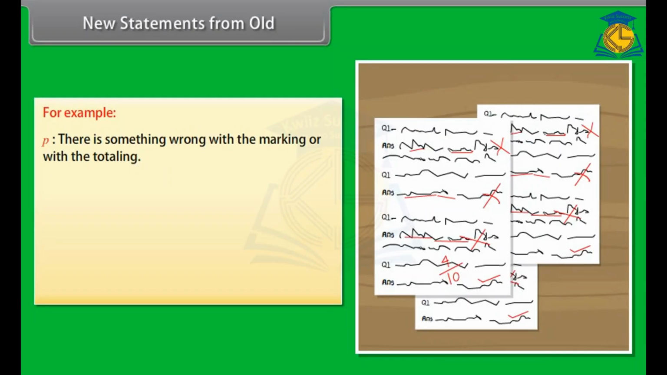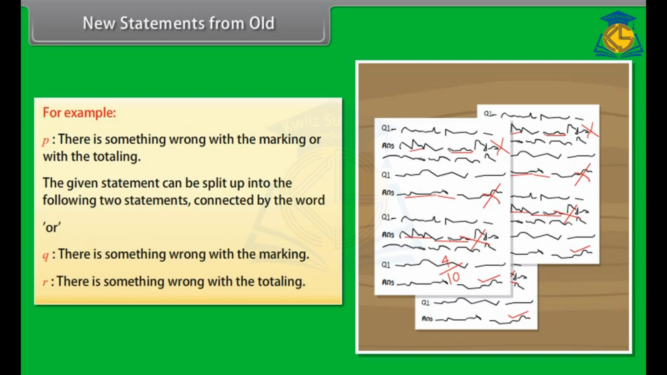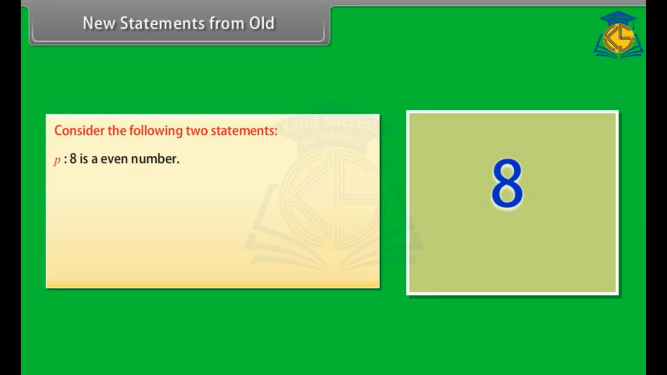The above statement tells us that there is something wrong in the marking by the examiner, or there is something wrong in the totaling. The given statement can be split up into the following two statements, connected by the word or. Q is a statement that there is something wrong with the marking. R is a statement that there is something wrong with the totaling. Consider the following two statements. P is a statement that 8 is an even number. Q is a statement that 8 is a natural number.